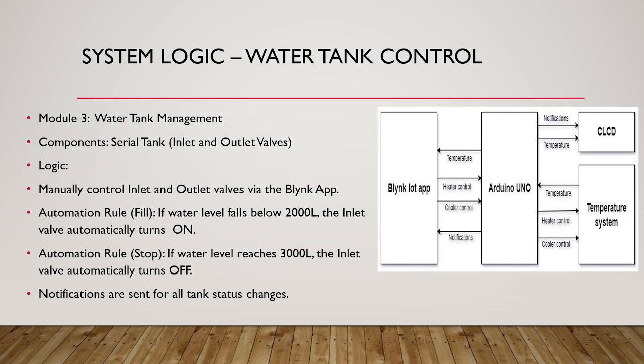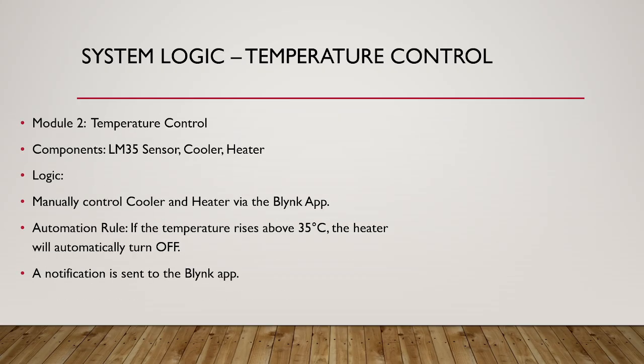To prevent overflow, it automatically turns the inlet off when the tank is full at 3000 liters. Now, the logic of the temperature control module. In the manual case, I can turn the heater and cooler on or off directly from the Blynk app. Or in the automatic case, there's a key feature.